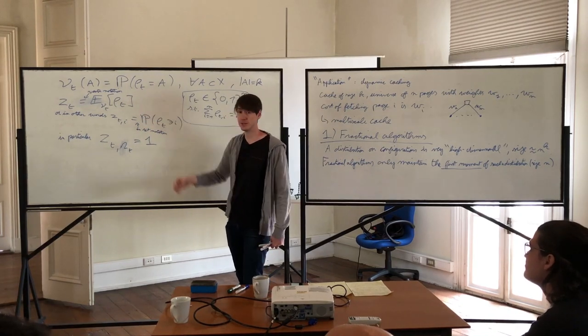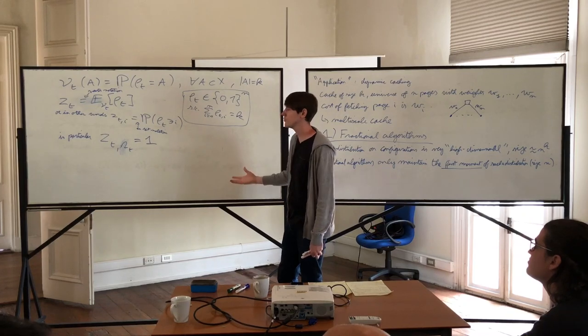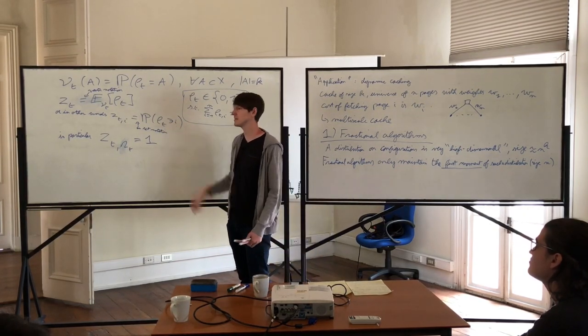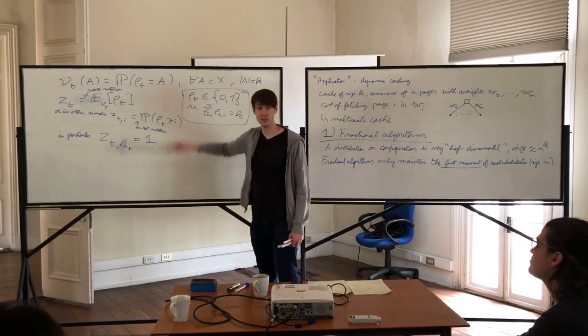So Z, I want you to think of it as a fractional mass. This is a fractional amount of servers that there is at location i, or in other words, the probability that there would be a server at location i. So what we're going to manipulate is only zt.